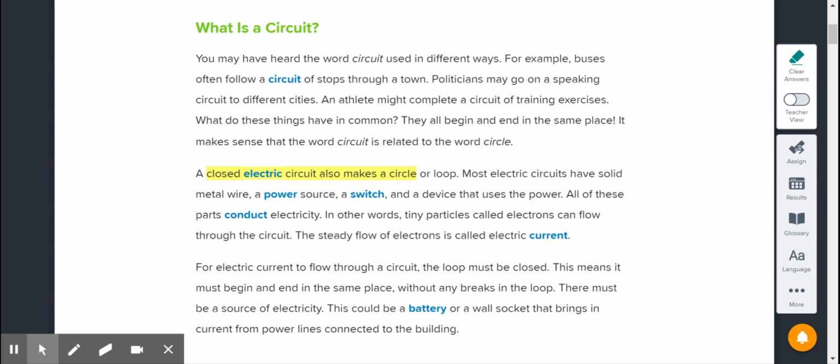For electric current to flow through a circuit, the loop has to be closed. That means the circuit has to be complete. You can't have it broken anywhere. This means it must begin and end in the same place without any breaks in the loop. There must be a source of electricity. This could be a battery or a wall socket that brings in current from power lines connected to the building.